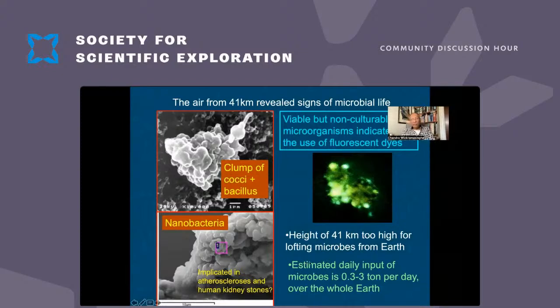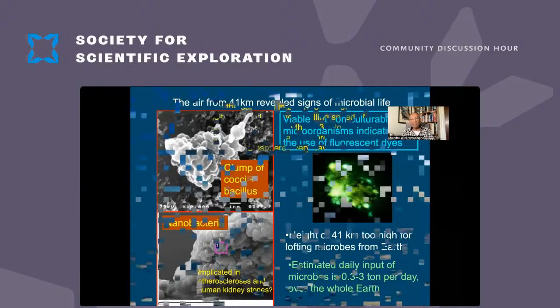The estimated daily input of microbes over the whole Earth on the basis of this experiment that we did: we can do a sampling experiment. We can take a little volume of the stratosphere, see how much stuff has been injected in one day, and that calculation leads to 0.3 to 3 tons of microbial matter coming in from space every single day. Now, that is a tremendous amount of bacteria, and it's mind-boggling to think that it has not been investigated with all the techniques that we have today, all the biological techniques, all the experimental techniques.